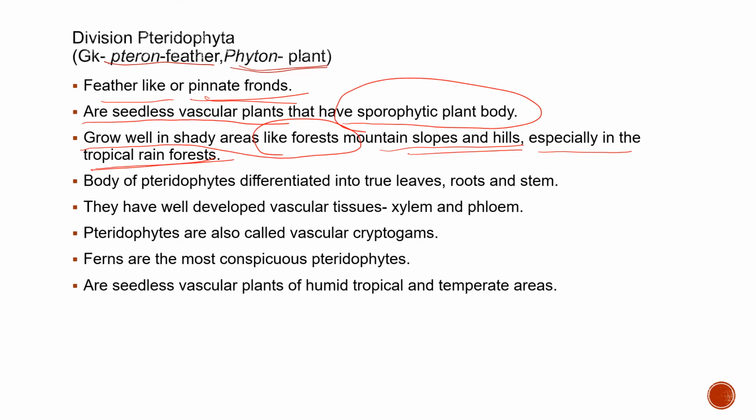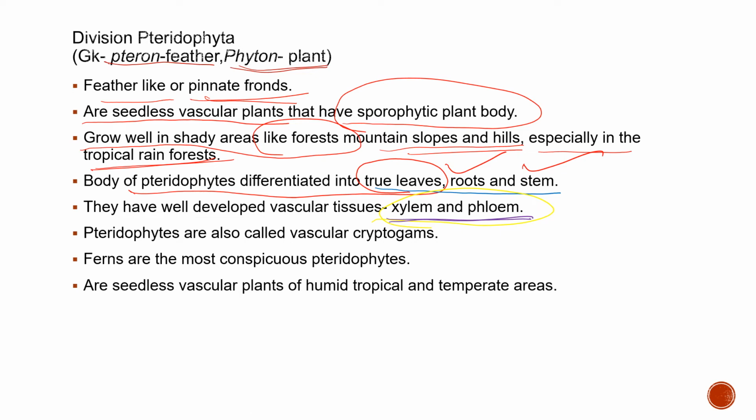So the body of pteridophytes is always differentiated into true leaves, roots and stems. These are much more developed plants which are having xylem and phloem. So they are having xylem and phloem. Is it clear?